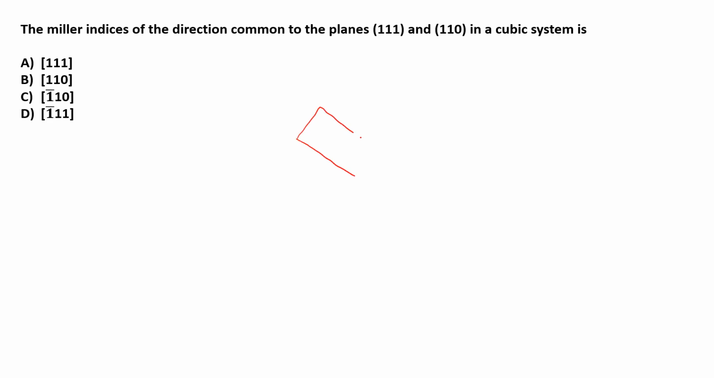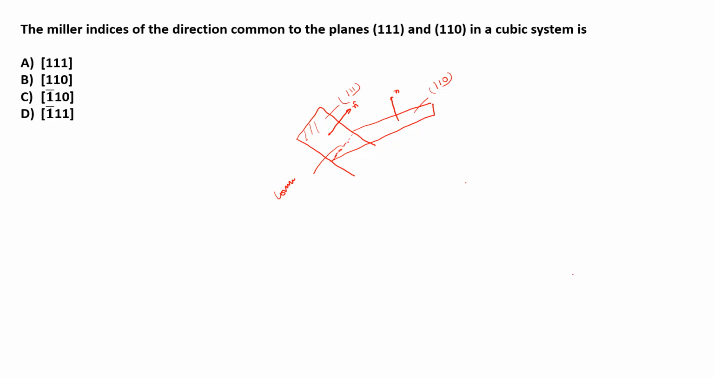Suppose you have two planes. This is your first plane, which is 111. This is your second plane, 110. And there will be a line which is the common line. We need to find the Miller indices of this. Whatever the Miller indices of a plane, that acts as a normal. So 110 is also a normal.